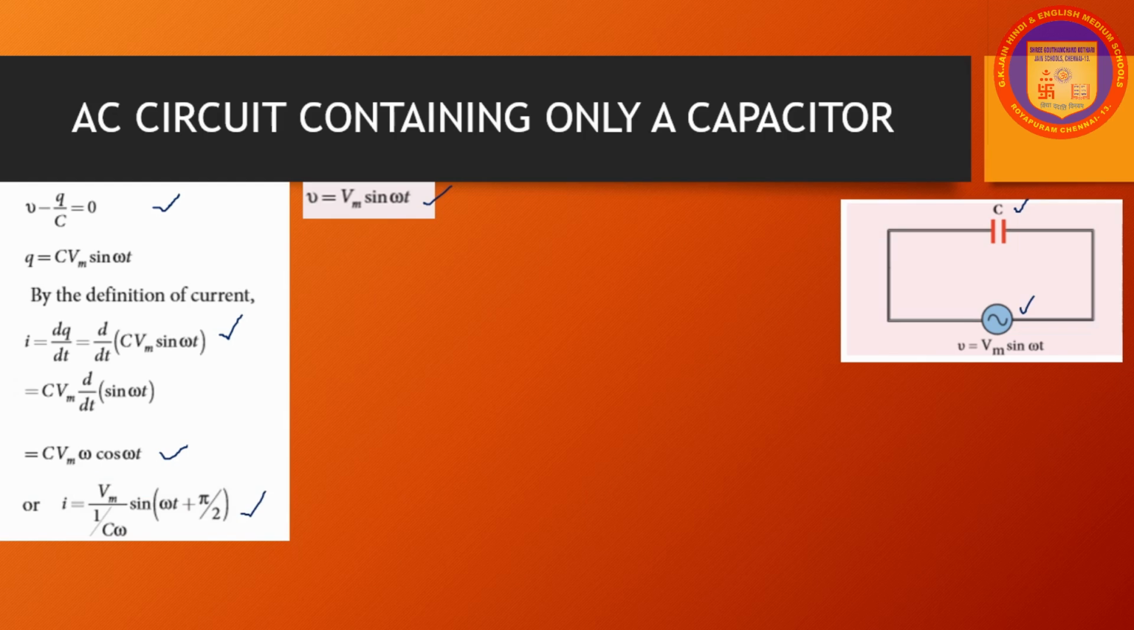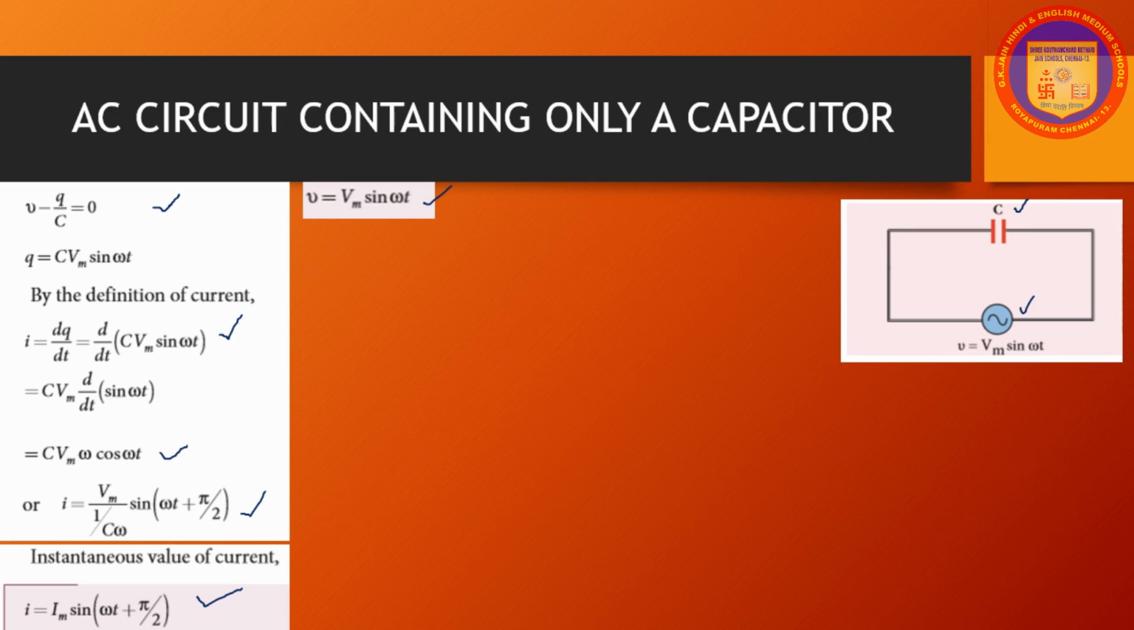As we already said, we convert the cos to sin because it is a sinusoidal wave. The instantaneous value of the current will be given as I is equal to Im sin(omega t plus pi by 2), where Vm divided by 1 by C omega is equal to Im, the peak value of the alternating current. It is clear from the equations that the current leads the applied voltage by pi by 2 in a capacitive circuit. In the same way, the wave diagram for the capacitive circuit also shows that the current leads the applied voltage by pi by 2.